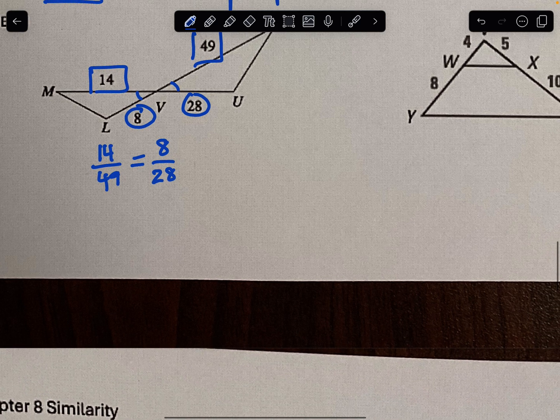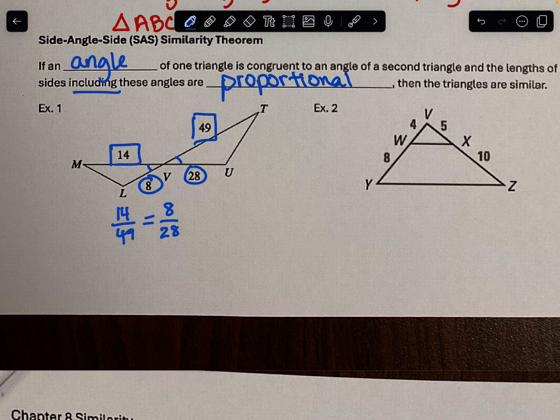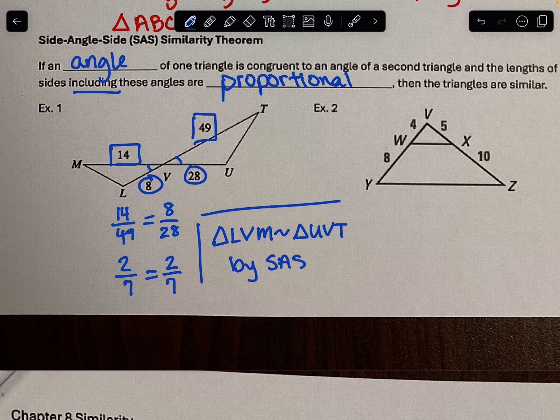All right? What does 14 over 49 simplify to? 2 over 7. What about 8 over 28? 2 over 7. Also 2 over 7. Good. Okay, so we're going to say triangle LVM, similar to what? UVT. Good. Okay. By SAS.